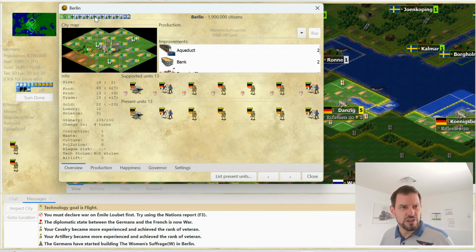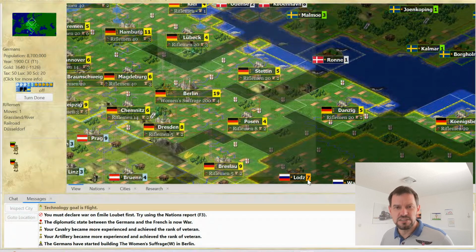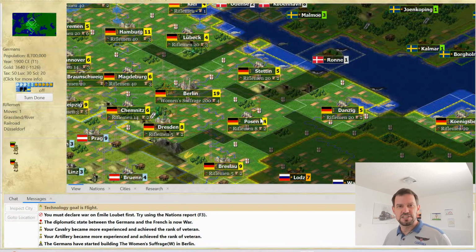So here we have more than 8 people in Berlin, so the aqueduct is really paying off. A cathedral is there to keep people happy. And I would say let's leave it like this. Where are we? I type C again.